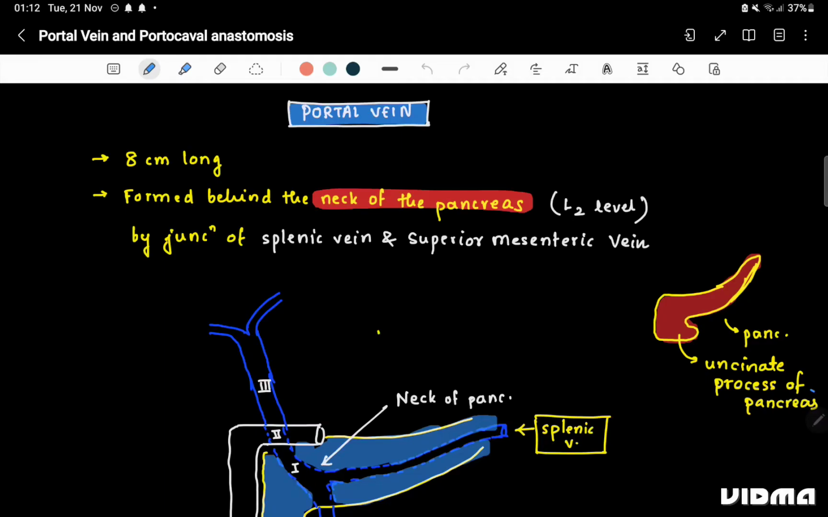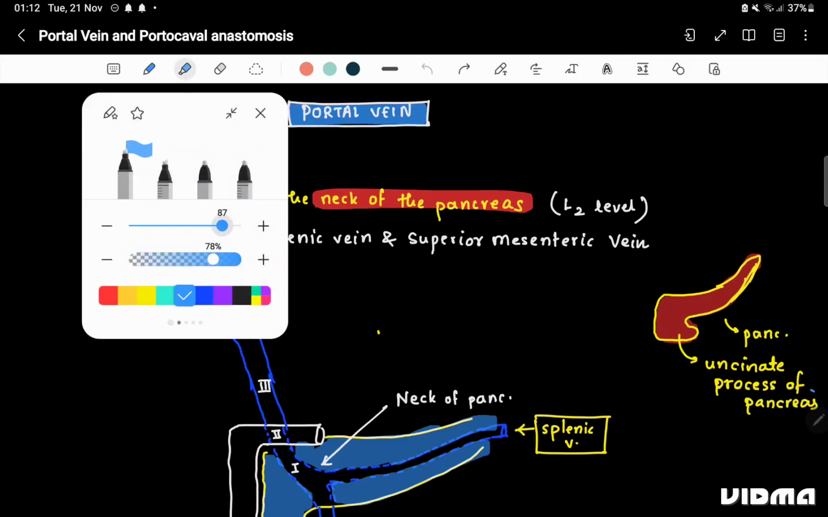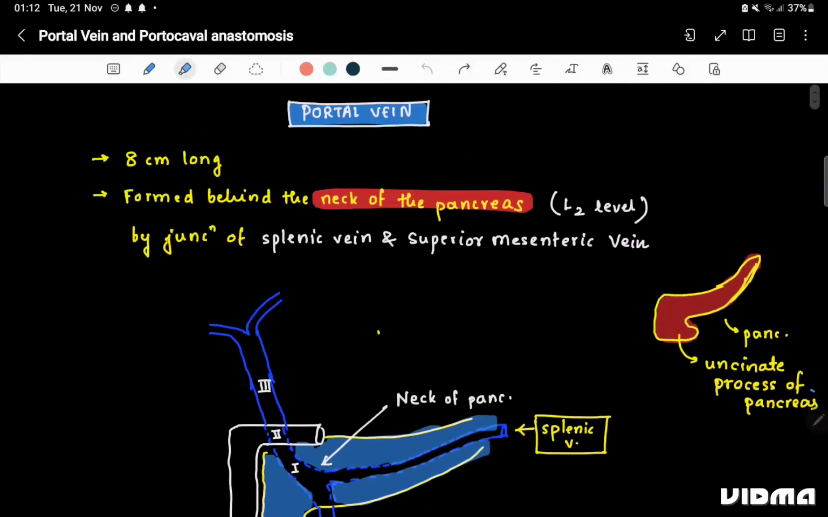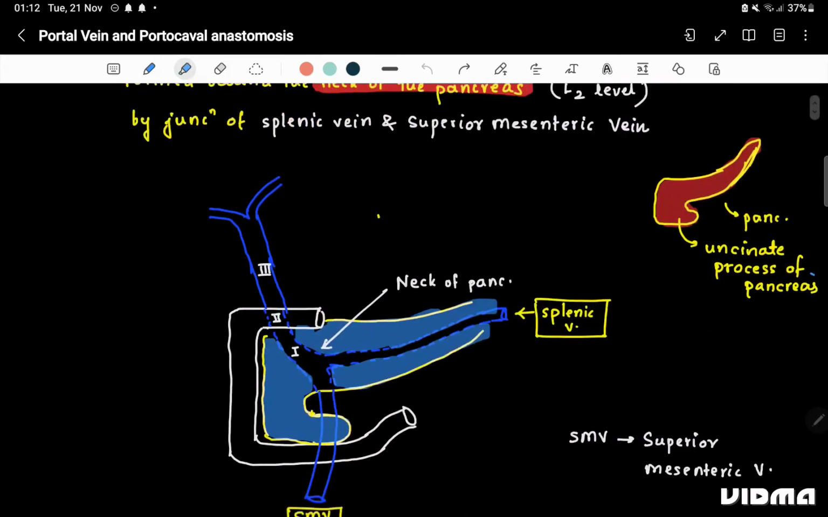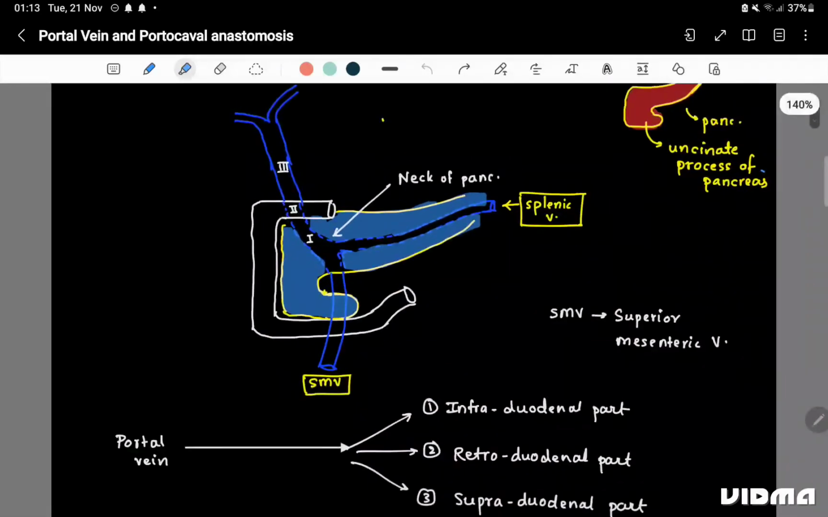Let's move ahead. Let's come to another concept, which is called the portal vein, and let's talk about portal hypertension or caput medusae and other important things. So the portal vein is 8 cm long, formed behind the neck of the pancreas at the L2 level by the junction of the splenic vein and the superior mesenteric vein. This is the junction of the splenic vein and the superior mesenteric vein.